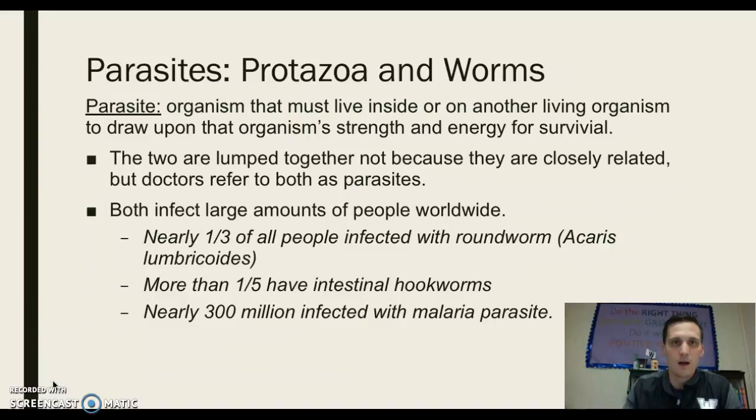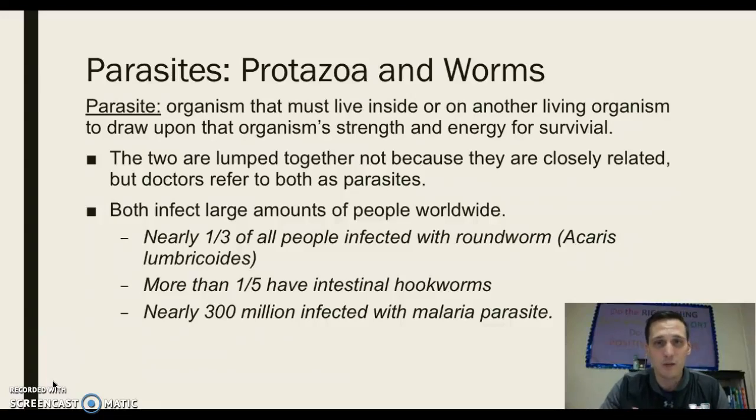Parasites are broken down into two different categories. There's protozoa and worms. First, kind of lumping them together, parasites are organisms that must live inside or on another living organism. Okay, so again they're not going to survive on their own. They draw upon that organism's strength and energy levels. The two are lumped together not because they're closely related, but because doctors just refer to protozoa and worms as parasites.